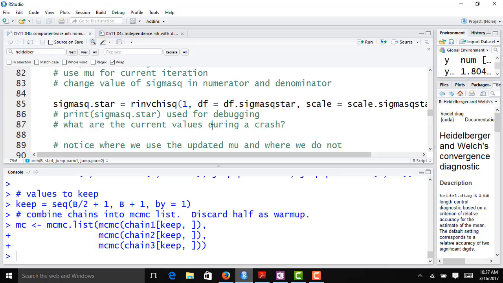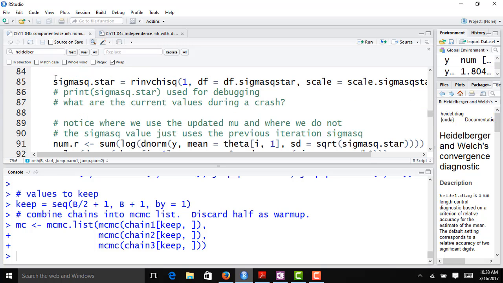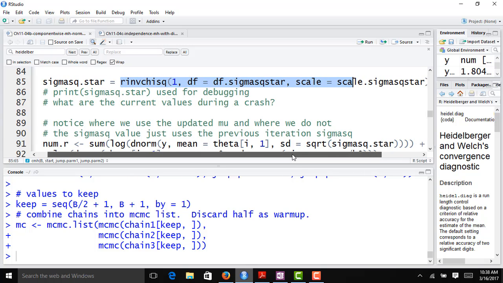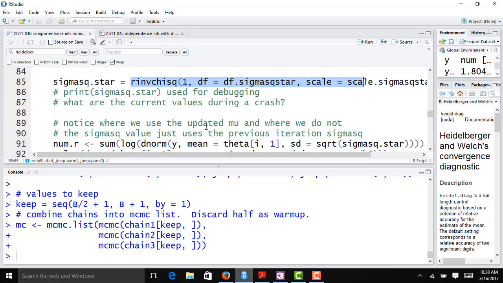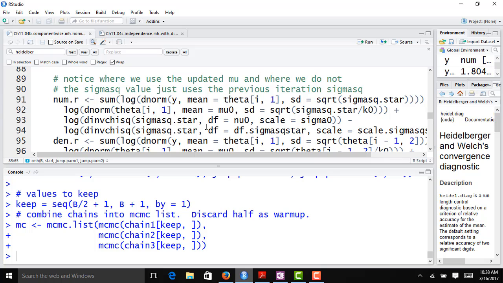Okay, so that is the Metropolis-Hastings step for mu, but now I need to do something similar to sample a value of sigma squared. So I sample a value sigma squared star from my jump distribution for sigma squared, and that was an inverse chi squared with this degrees of freedom and then this scale parameter. And now I need to once again compute my log acceptance ratio for this chain.